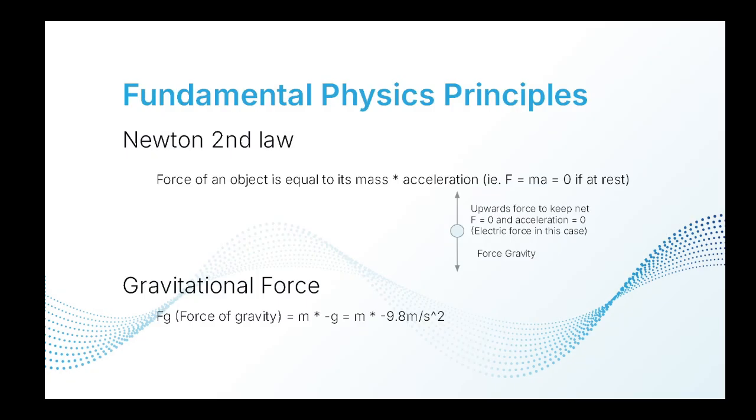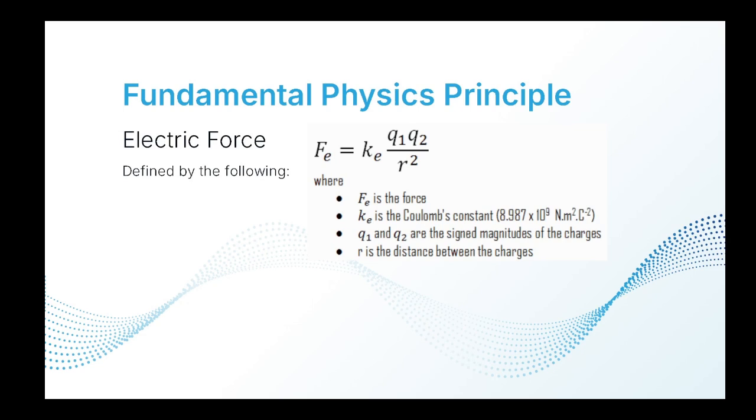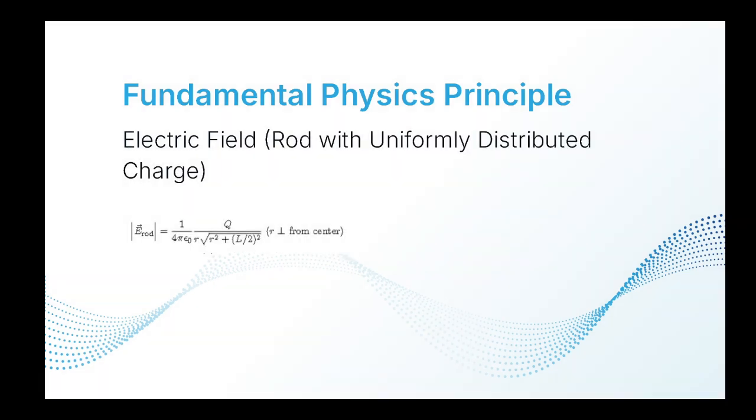Some things we're going to need to know are, of course, Newton's second law, where F equals ma. This time it's going to be 0 because it will be floating at static equilibrium. Then gravitational force, the thing pushing it down, is just mg. Electric force is what is pushing it up, so it's defined right there by Coulomb's equation. Then this is the equation we're going to be using to calculate Q, with the electric field being an evenly distributed charged rod.